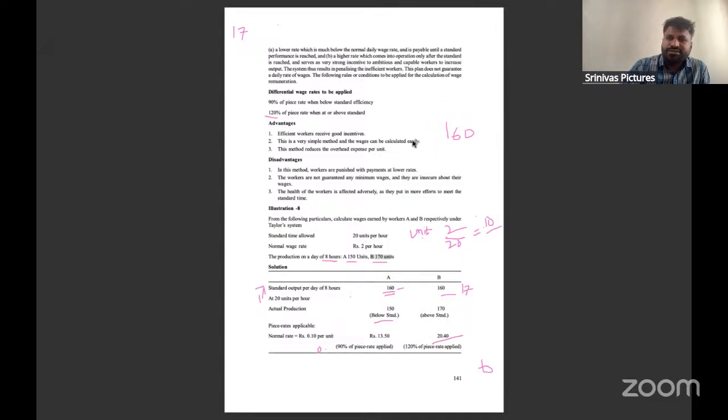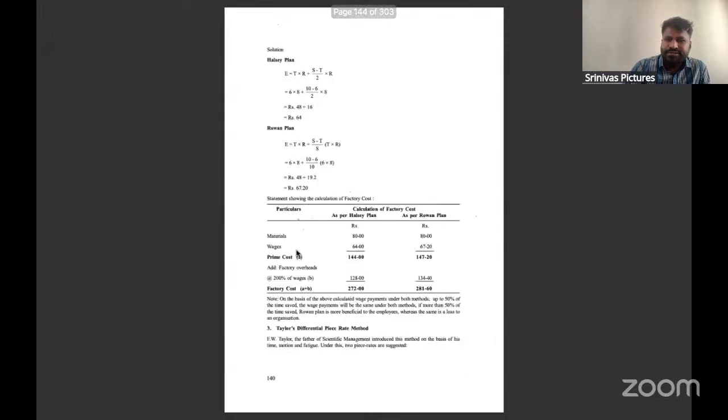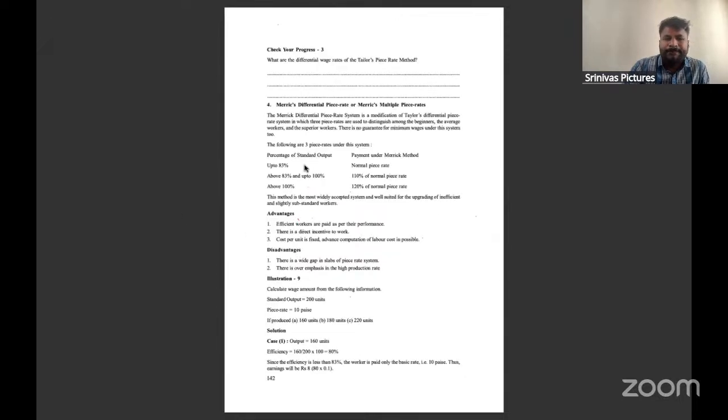So next one is Merrick. So according to FW Taylor, we classified below standard and above standard. Above standard 120% we give according to whatever rate is there, but below standard 90% we give.